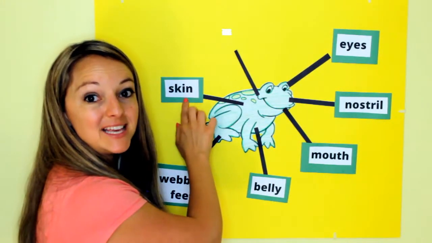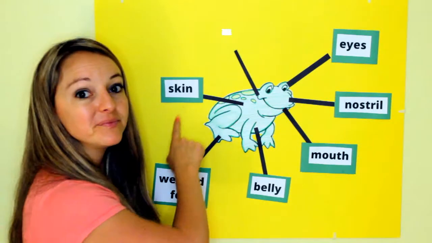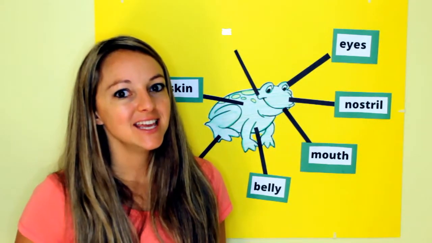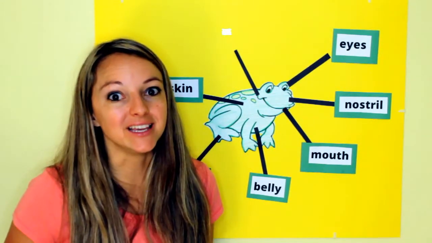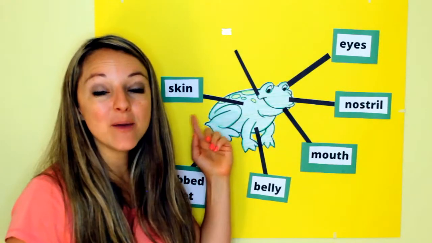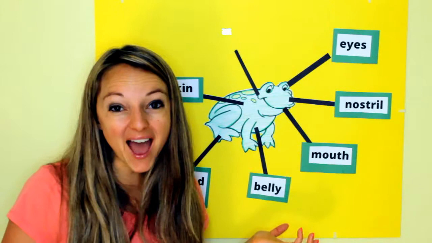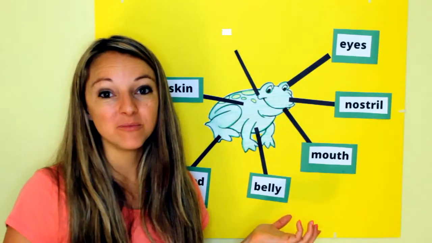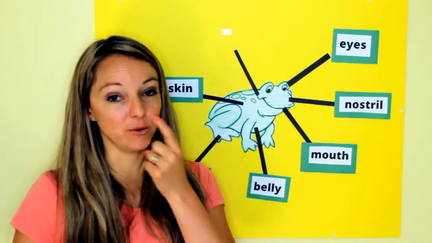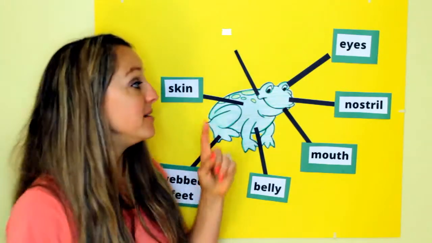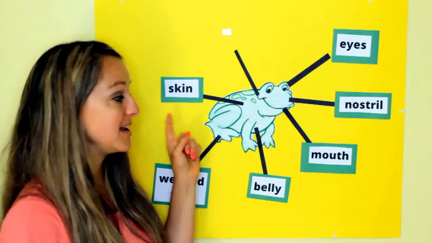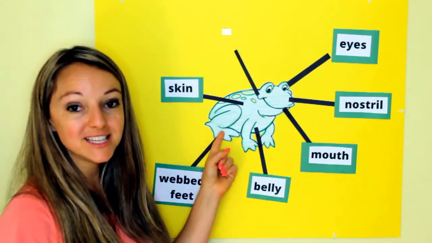The next one is the skin. Their skin is really interesting. They can breathe through their skin. Wow! How cool is that? We can only breathe through our nose and our mouth. But frogs can also breathe through their skin.